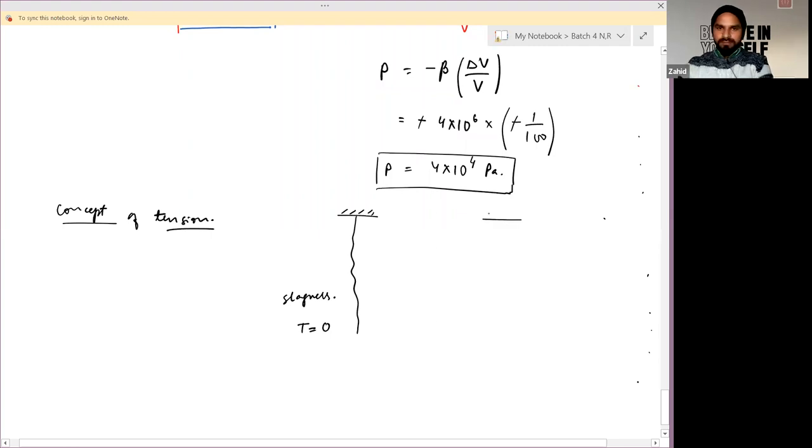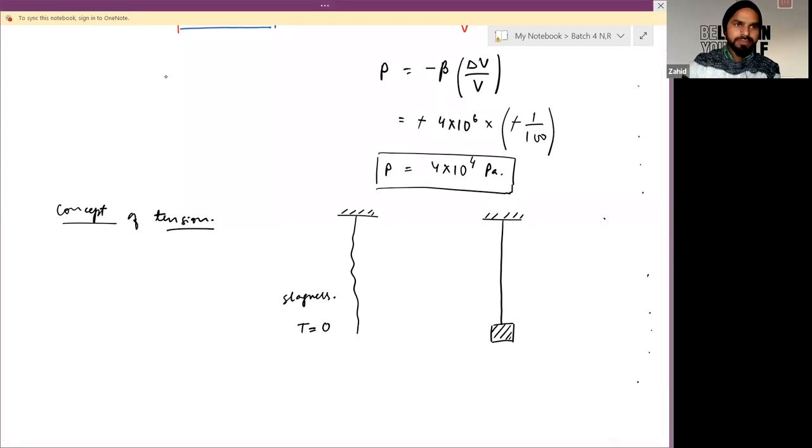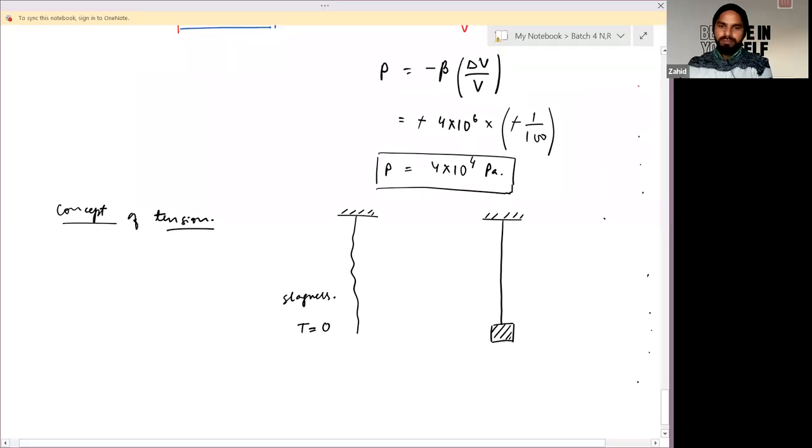Now, if you attach a block at its end, this string or rope will get straightened due to the action of gravity on this particular block in the downward direction. So it will be mg. You will say a force which develops in a string, wire, or rope due to its straightness on application of any force is termed as tension.